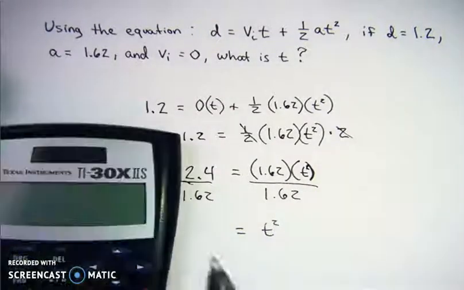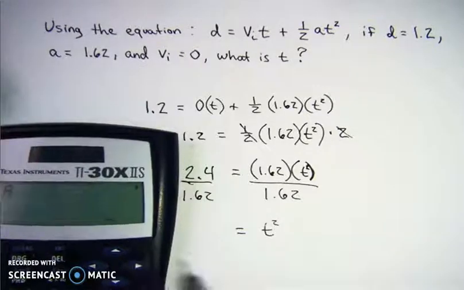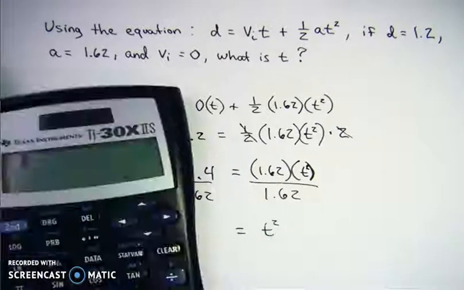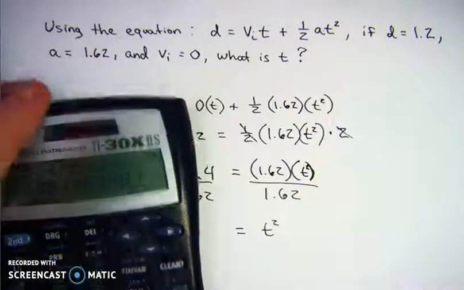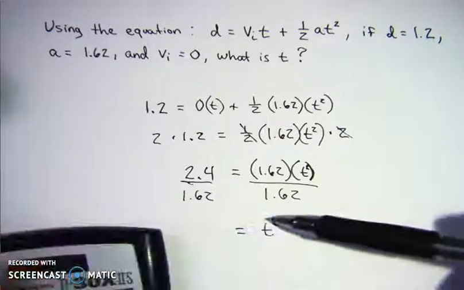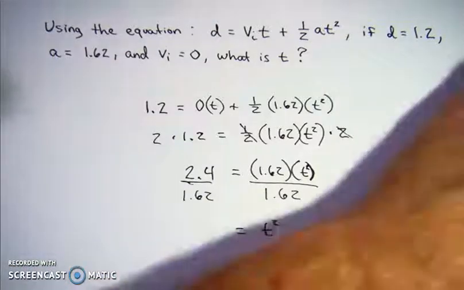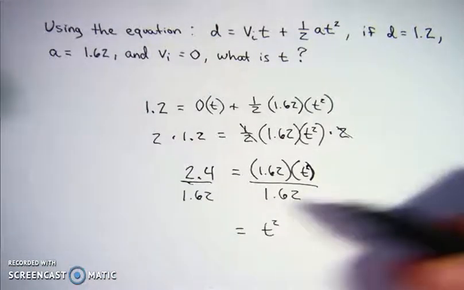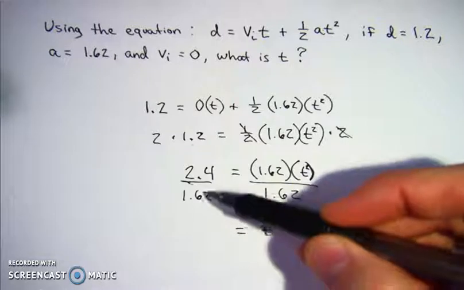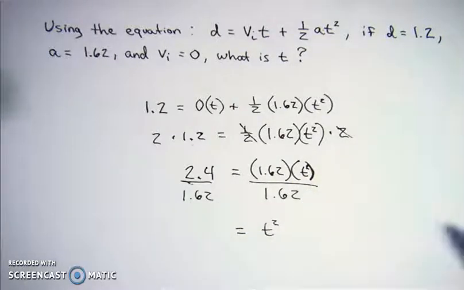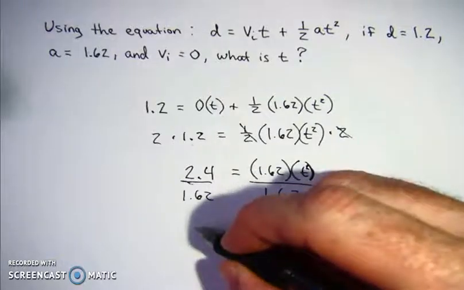I'm going to do my math real quick. So 2.4 divided by 1.62 equals 1.48. Not too worried about sig figs right now. Just want to show you how to work this, but we'll do it anyway. 2 sig figs here, 3 sig figs there. That means 2 sig figs for our answer. So 1.48 will be 1.5.